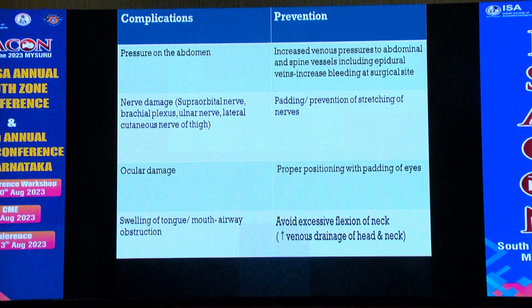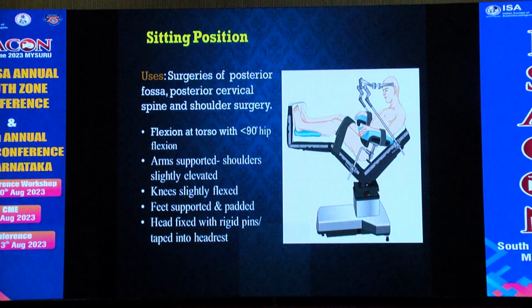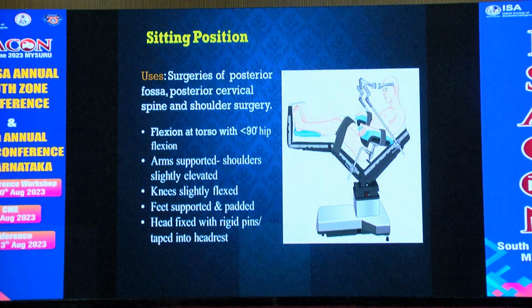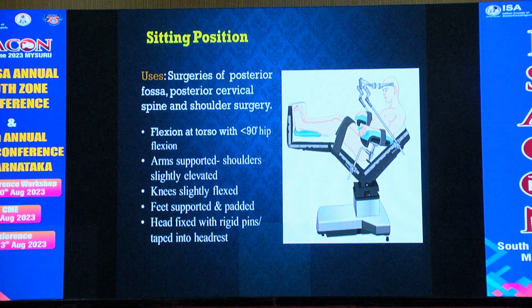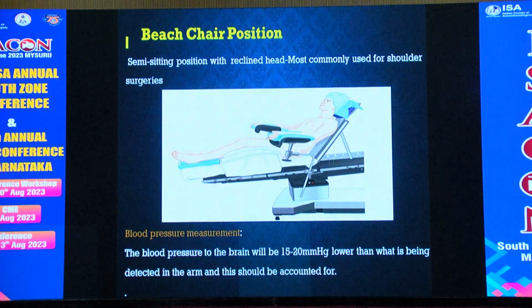It is going to take it. And swelling of the tongue, we have to prevent it by avoiding the excessive flexion of the neck. And coming to last position, that is sitting position. So surgeries of the posterior cervical spine and shoulder surgeries, there will be flexion at the torso with less than 90 degree hip flexion, and knees are slightly flexed. Head is fixed with rigid pins and taped into headrest.